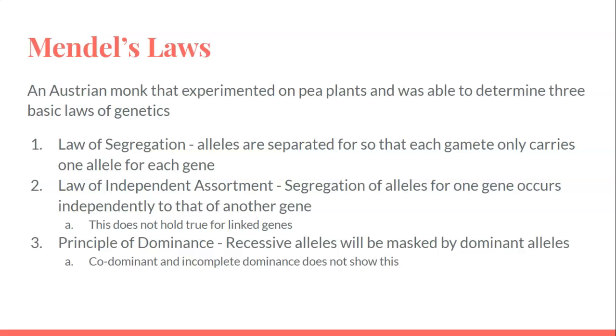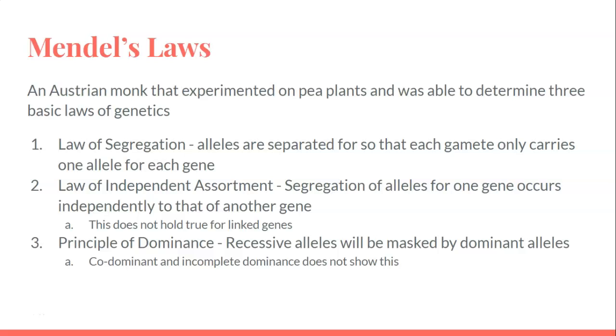The three laws that he is responsible for creating are the law of segregation, meaning that alleles separate, so each gamete only carries one allele for each gene. The law of independent assortment, meaning that alleles get passed on individually from one another. Of course, this doesn't hold true for linked genes, but unless it explicitly tells you that it's linked, you can assume that they are unlinked.